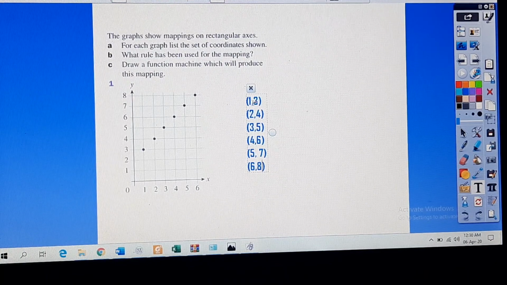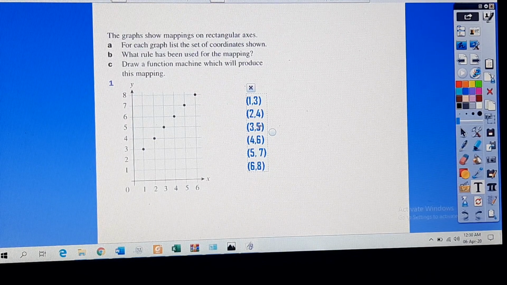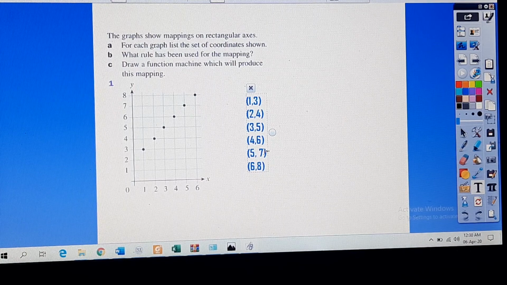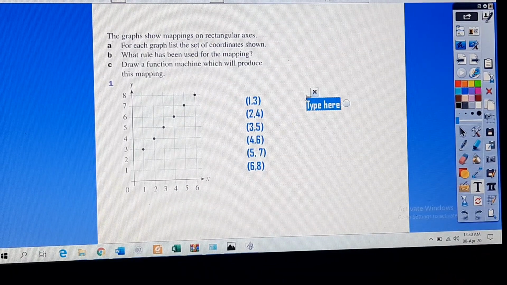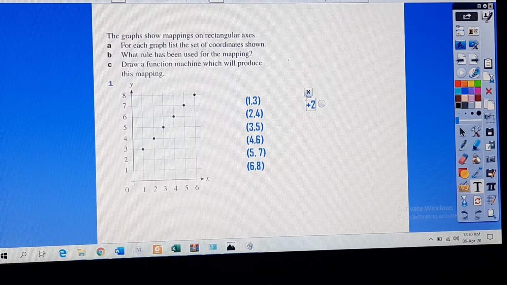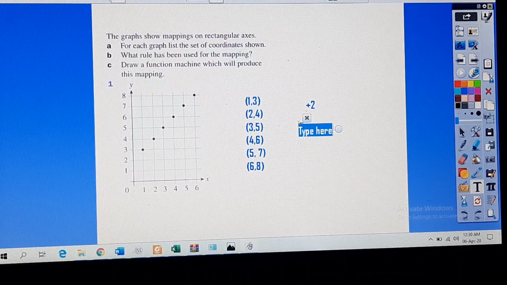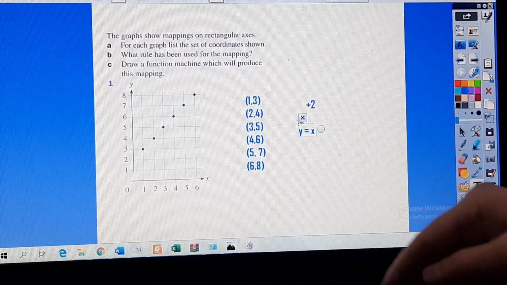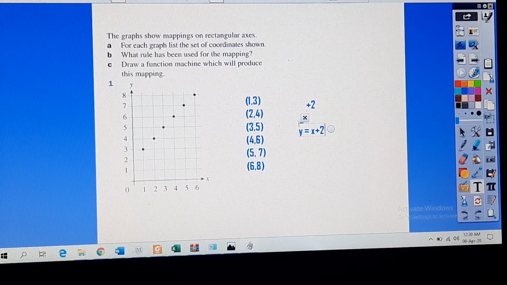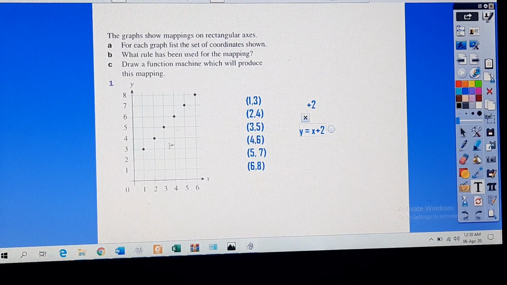So if I ask you for the end point, what is the difference? 1 plus 2 makes 3, 2 plus 2 makes 4, 3 plus 2 makes 5, 4 plus 2 makes 6, 5 plus 2 makes 7. So if I ask you for the rule, it will be: add 2. The rule is only add 2. If you write it in the form of a function, or as a function machine, y is equal to x, or n, the input value, plus 2. So this graph, in fact, is this function.